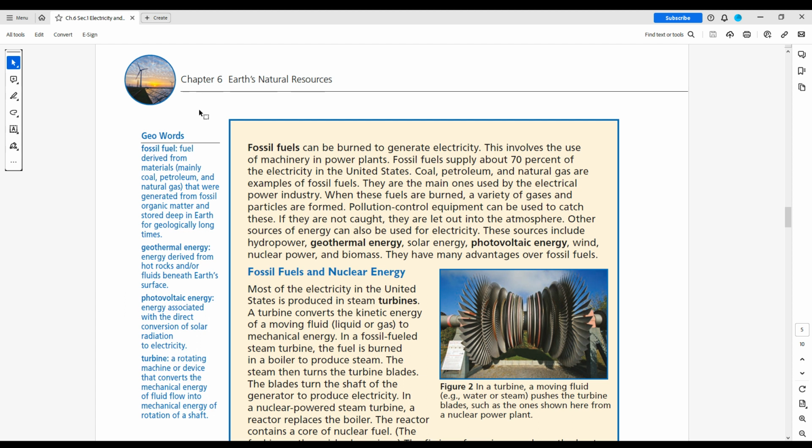Other sources of energy can also be used for electricity. These sources include hydropower, geothermal energy, solar energy, photovoltaic energy, wind, nuclear power, and biomass. They have many advantages over fossil fuels.